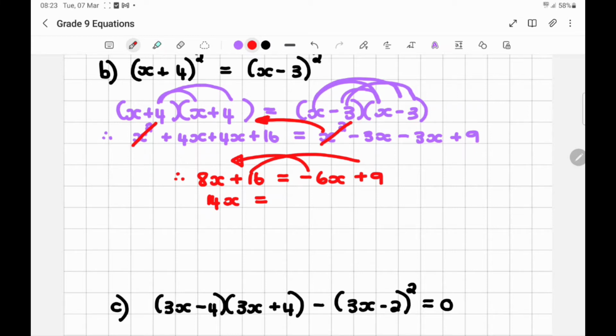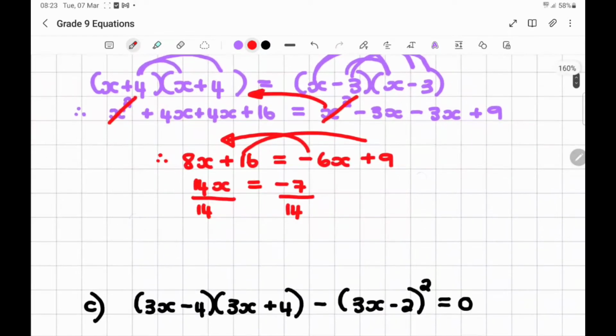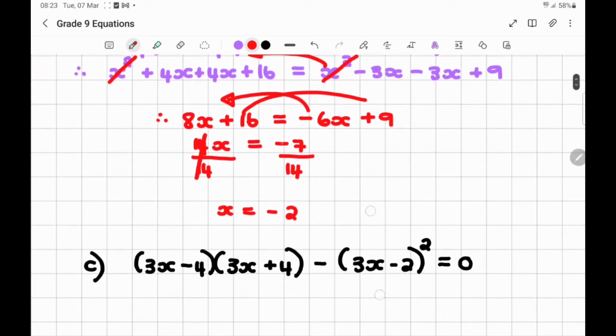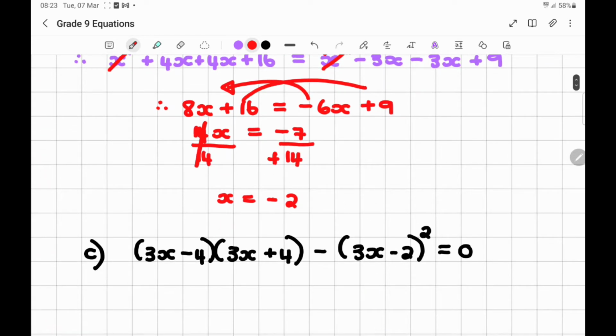9 minus 16, and it's negative 7. Then you're going to ask yourself, what's happening to x? It's being multiplied with 14. So you're going to do the inverse of multiplying. You're going to divide by 14. Thus, x is -1/2. All right. Because a negative divided by a positive is a negative, and 7 over 14 is a half.